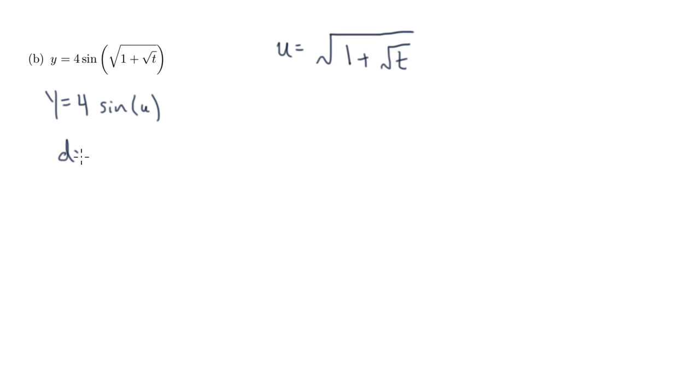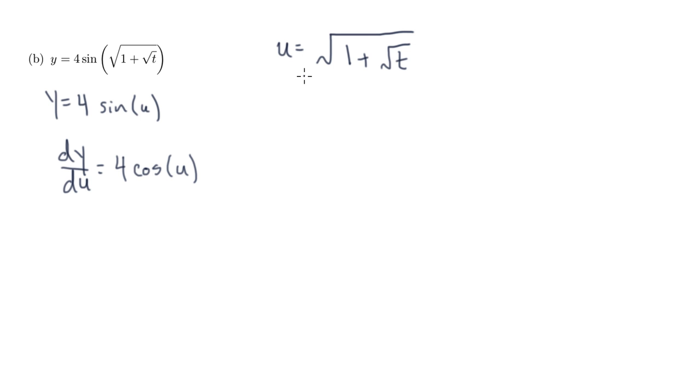We'll notice that dy/du is now pretty simple because u we sort of absorbed in this complicated expression. So the derivative of y with respect to the intermediate variable u is 4 cosine u. Okay, but we also know that we need to take the derivative of u with respect to t to use the chain rule. So let's find du/dt.